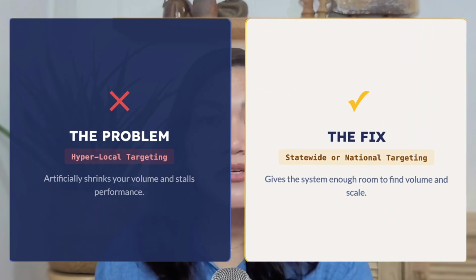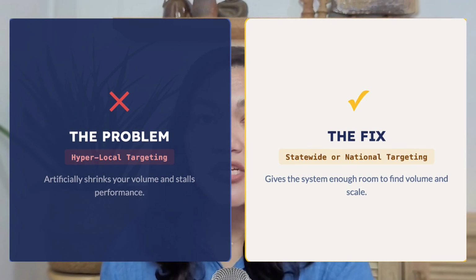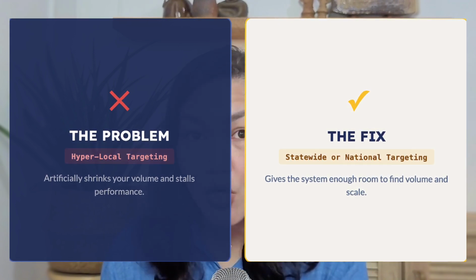Big mistake, going too local. Unless you're a physical service, don't box yourself into one city, because you shrink your volume and compete in tighter auctions. Go broader, statewide or national, especially for programs, education, or awareness campaigns that aren't location dependent.